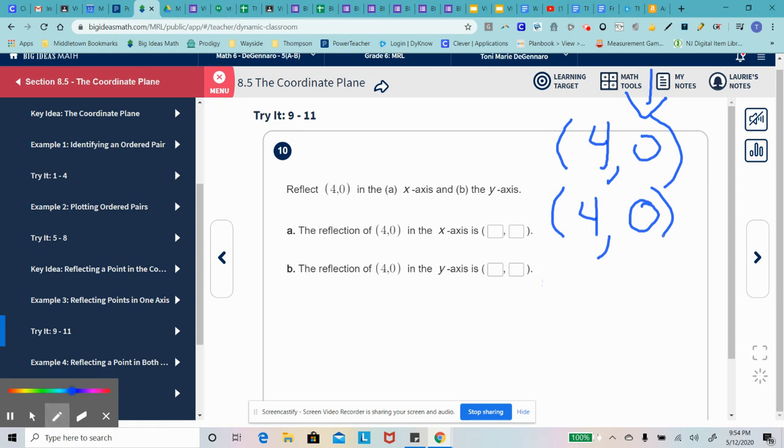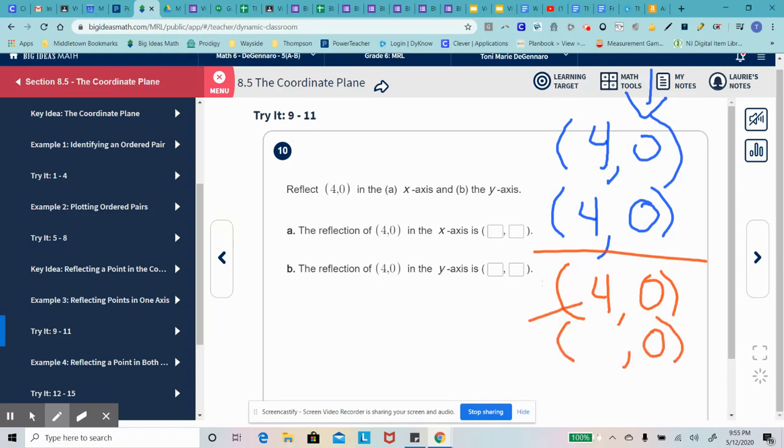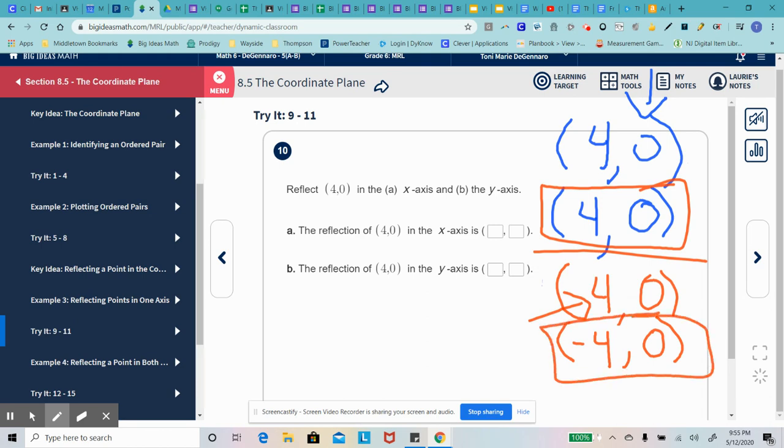But let's see if I do some orange here. If we go back to the original, (4, 0), this time for B, it says you're going to reflect in the y-axis. That means y is staying the same, but your x is changing. You're going to find the opposite of your x. The opposite of 4 is -4. So your new answer is (-4, 0). This is your answer for A, and this is your answer for B.